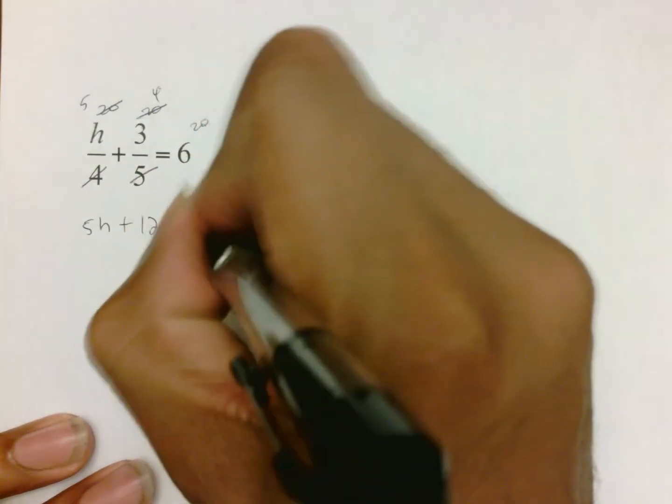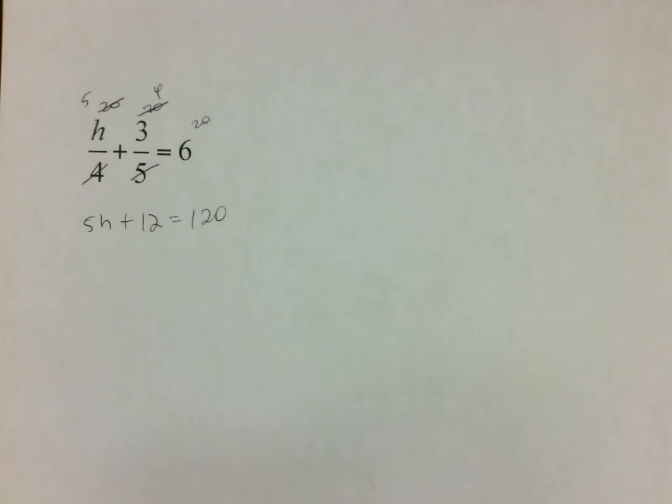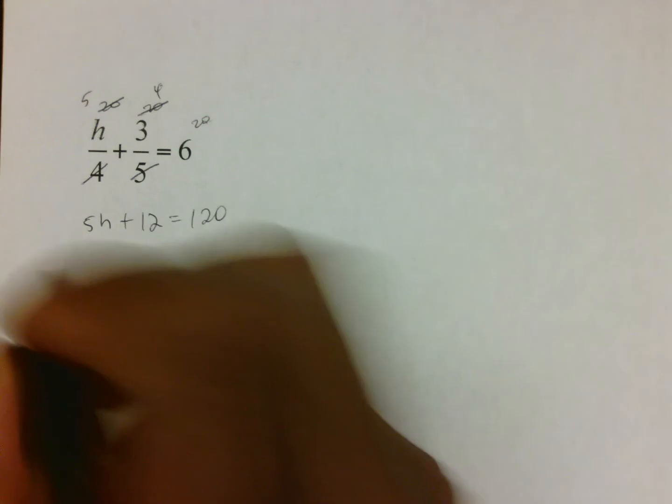Now we follow that rule again. 4 and 20 both divided by 4 turns this into a 5, giving me 5h. 5 goes into 20 4 times, giving me 4 times 3, which is 12. 6 times 20, because there's nothing to combine with, makes 120. And again, notice this looks just like a question from last week, which is really what all of last week was about. That's why I worked you so hard, because I know that every question that you see from here on out is going to end up looking like something in that fundamental part that we worked on last week.